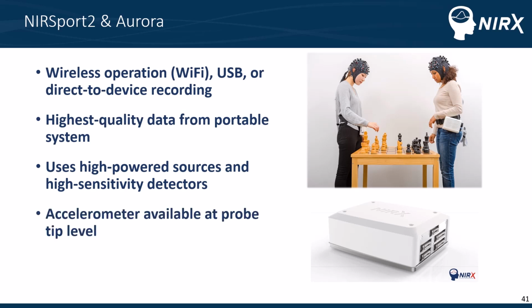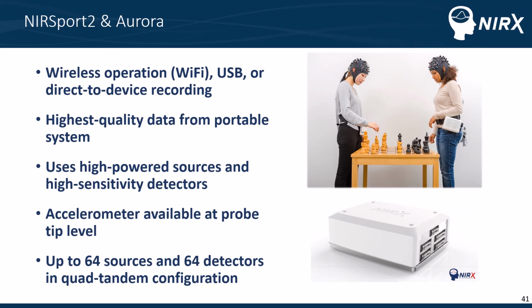An accelerometer is available at the probe tip level. The accelerometer has the form factor of a probe, and you can place it anywhere on the head. And similar to the NIRScout, it is modular. While each NIRSport 2 itself can only accommodate 16 sources and 16 detectors, you can purchase multiple NIRSport 2s to increase that configuration up to 64 sources and 64 detectors, as we saw with that video earlier with the 48 sources and 48 detectors.